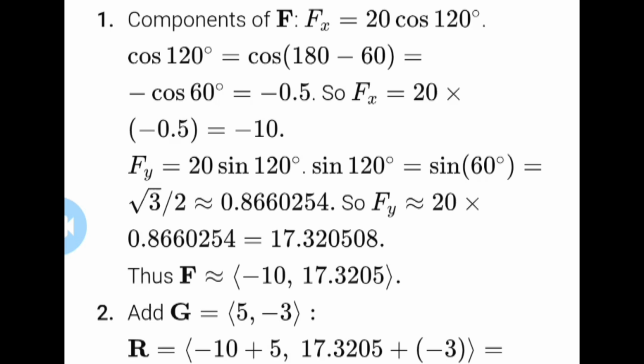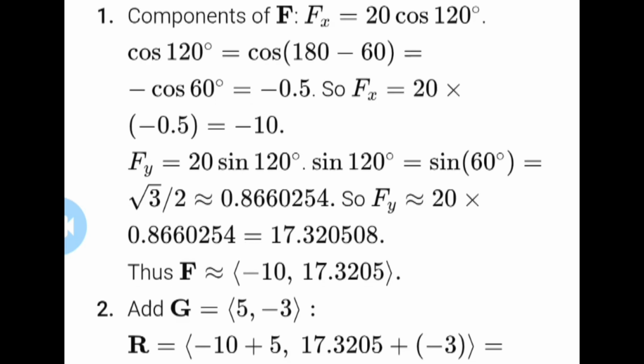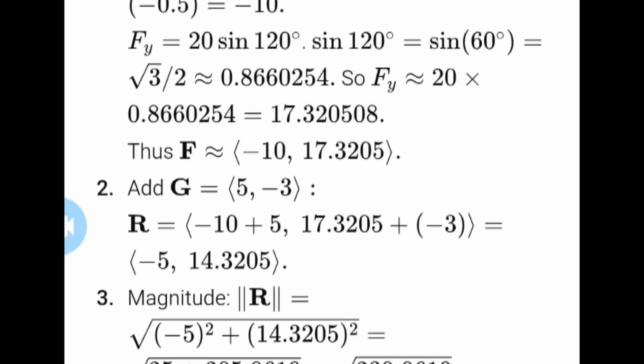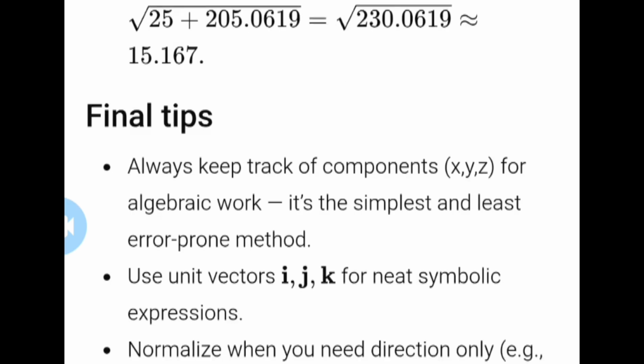R equals minus 10 plus 5, you are adding the x components, which results in minus 5, and you are adding the y components, 17.3205 plus minus 3, which is 14.3205. Magnitude: modulus of R equals square root of minus 5 whole square plus 14.3205 whole square, equals root over 25 plus 205.0619, equals square root of 230.0619, equals 15.167.